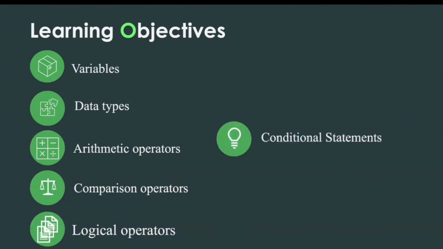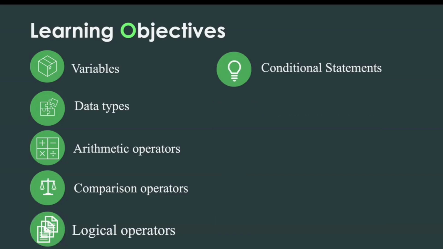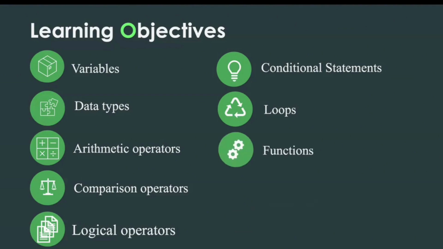Conditional statements. The statements include if, else, and switch for decision making. Loops are used for repeating actions until specific conditions are met. Functions. These are reusable blocks of code that make programs modular and efficient.